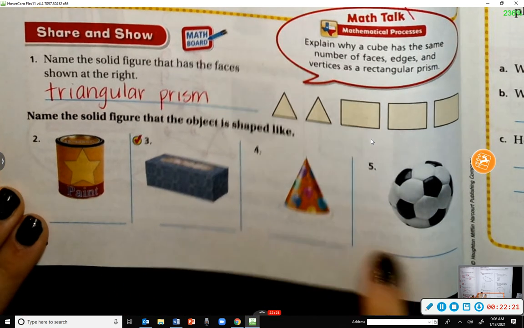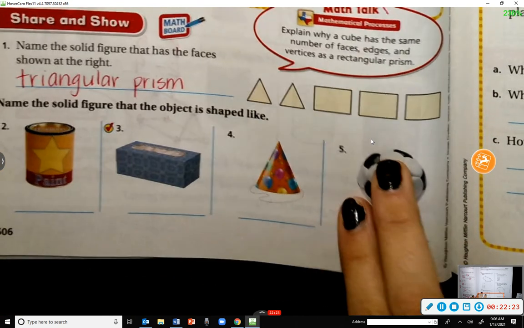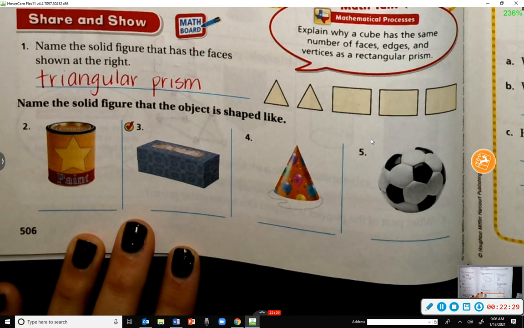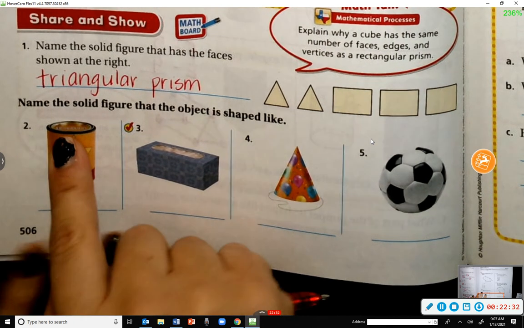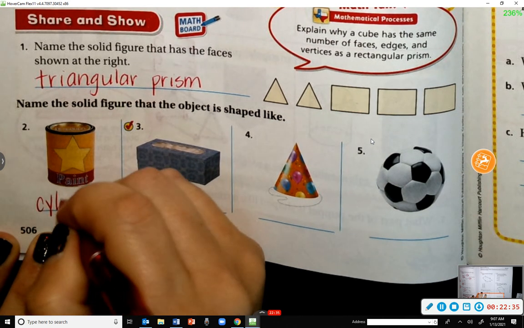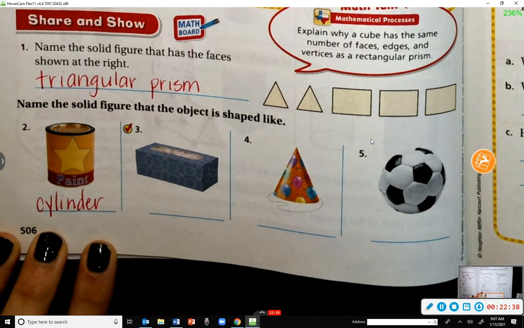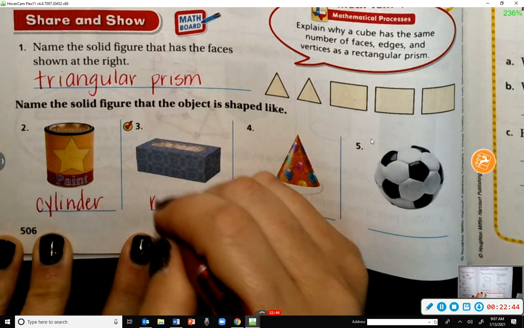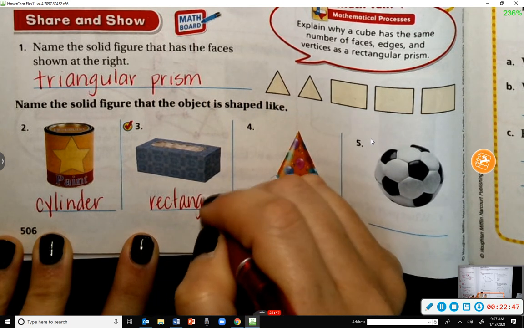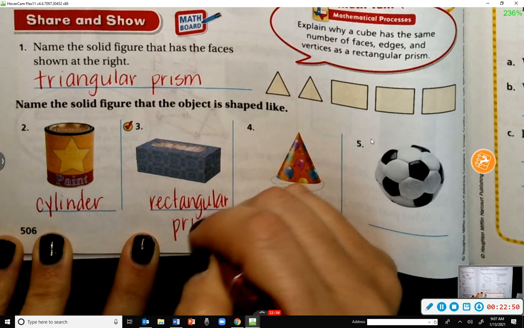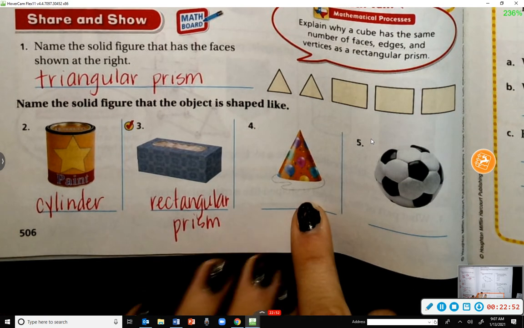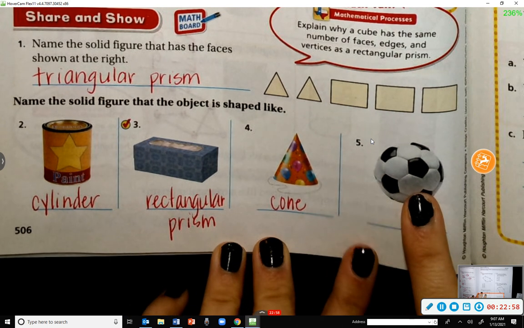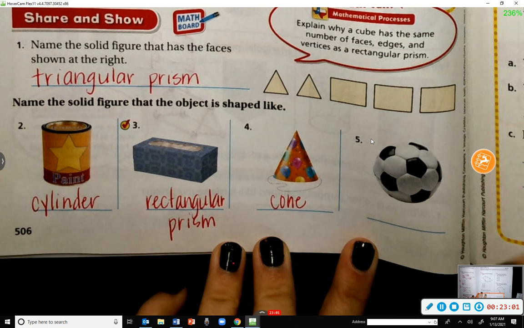Okay. And down here, we don't need to write it. I mean, you can if you want. We're just going to name the solid figures out loud. What is this one? Cylinder. Kaylee, what's this one? Rectangular prism. This one? Cone. And the soccer ball? Ooh, sphere. Sphere. Good.